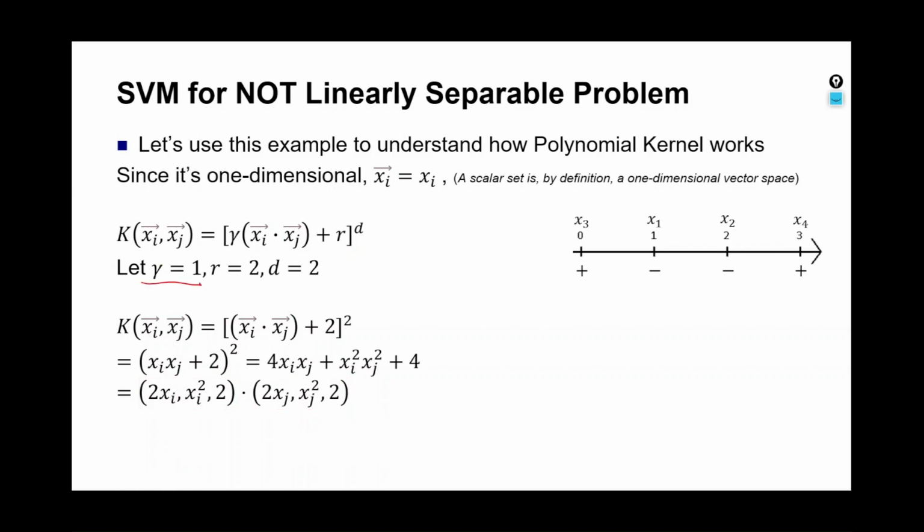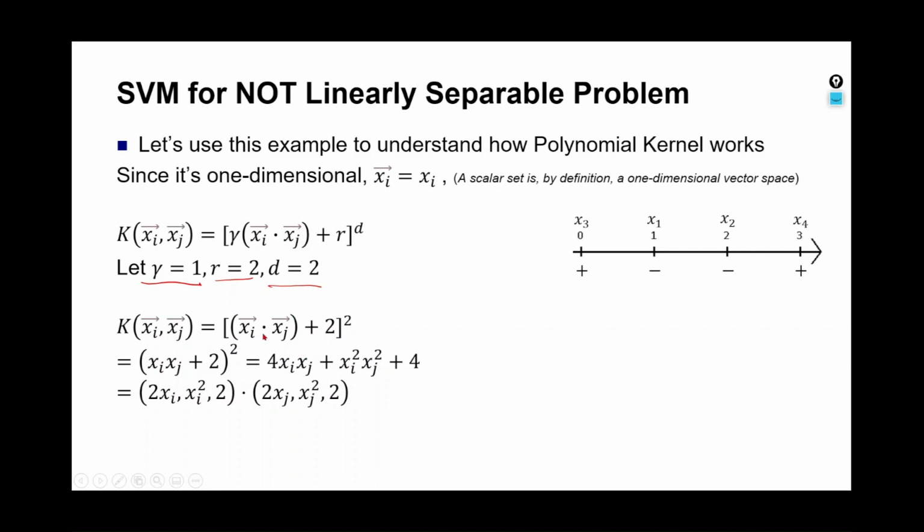Gamma is 1, R is 2, D is 2. Then this polynomial kernel function has been simplified like this. Your gamma is 1, so 1 over here, R is 2 plus 2, D is 2, so to the power of 2 squared.